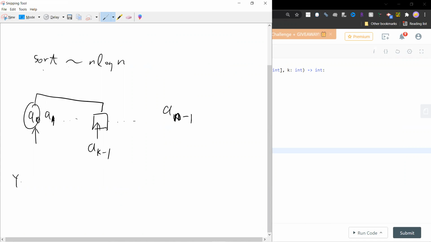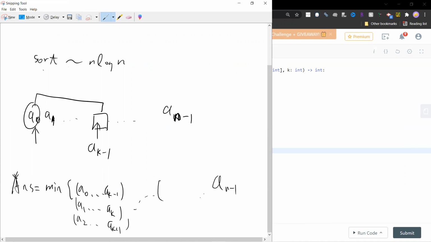So your answer must be the minimum of A0 up to AK minus 1, A1 up to AK, and A2 up to AK plus 1, and finally the last one, AN minus 1, and the length is K, so it starts at AN minus K.